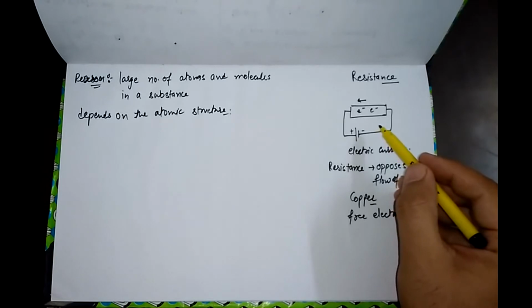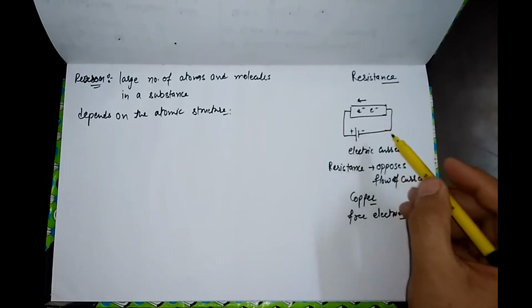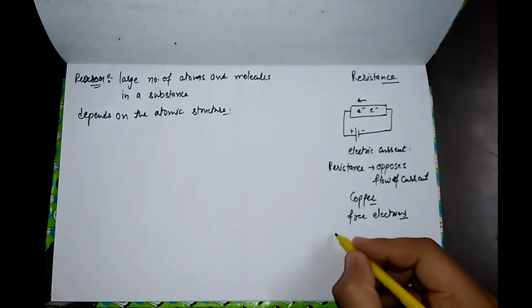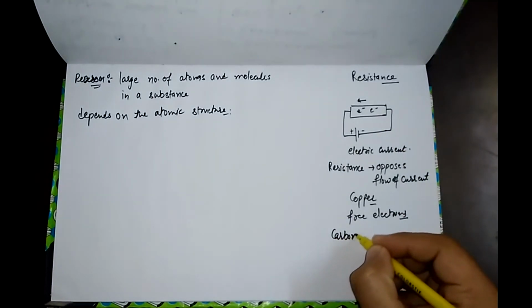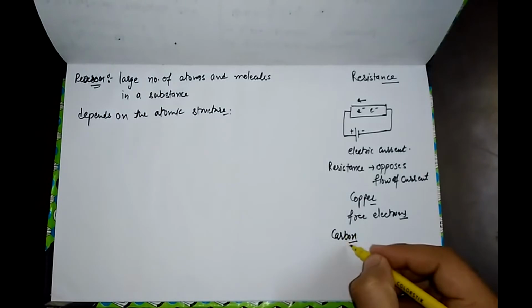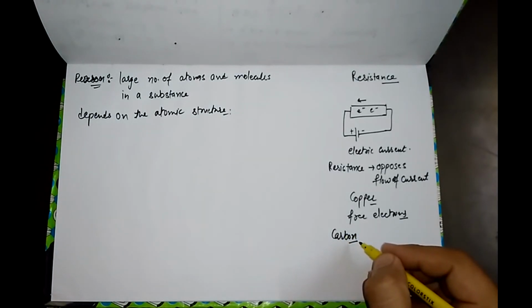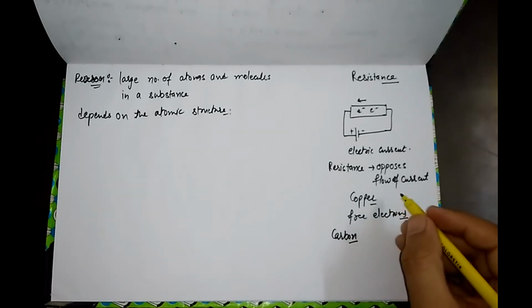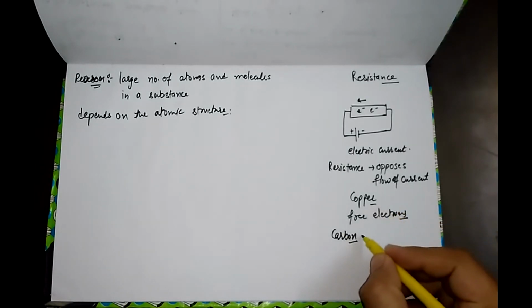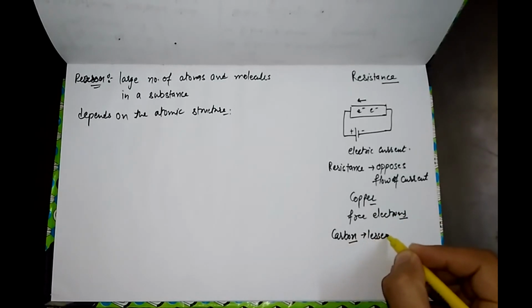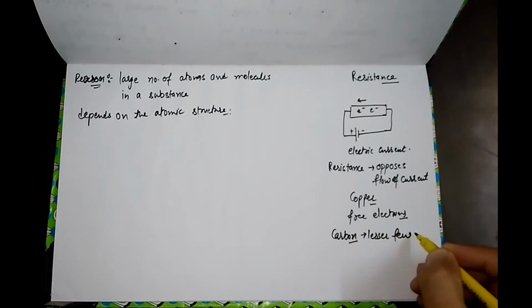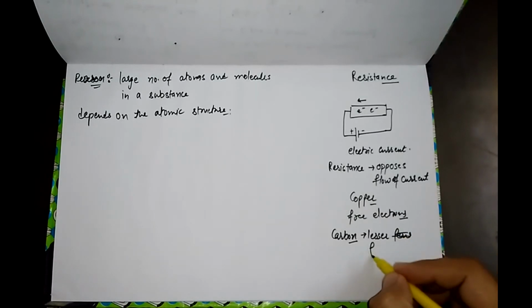On the other hand, there are other substances which have fewer free electrons, for example carbon. This carbon has the tendency to oppose the flow of current because carbon has lesser free electrons.